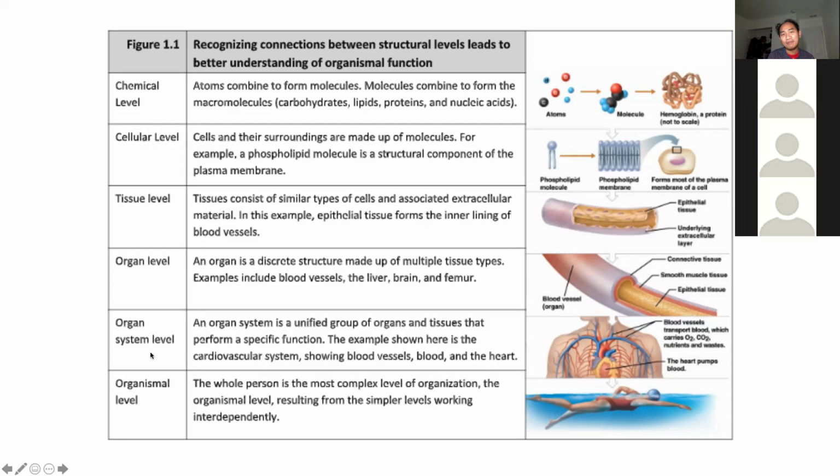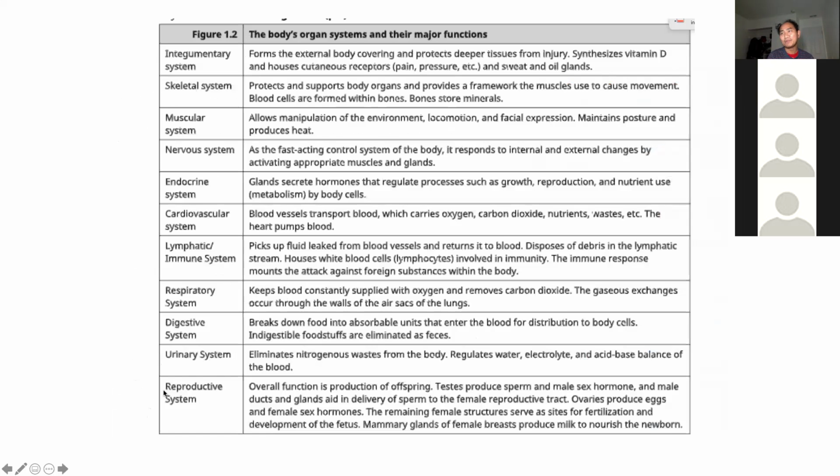Now we have multiple systems in our body, and a human being is supported by all these systems. So these are the systems we have to study. This page is not important for the exam. This is just what we need to go through.